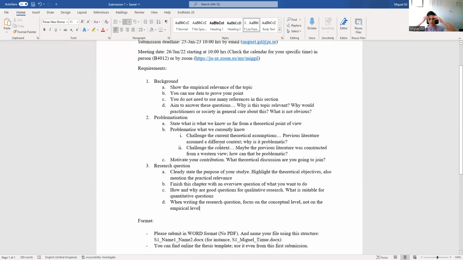Then the problem, and as I said, sometimes this is where the students face most of the issues. So first, state what we know so far, what the literature knows about this topic that you discussed previously. And again, at the conceptual level, not at the empirical level, not about Sweden, not about Europe, but at a conceptual level. What do we know? So present that. And then problematize that what we currently know is not enough.